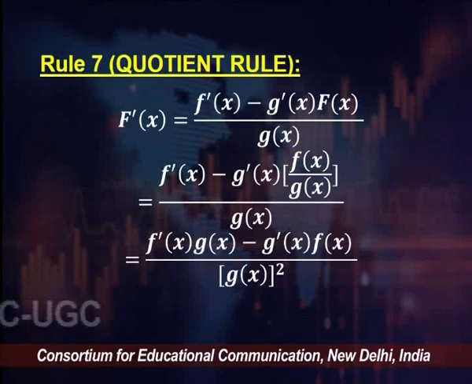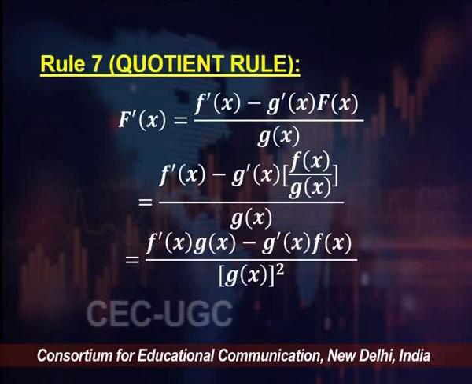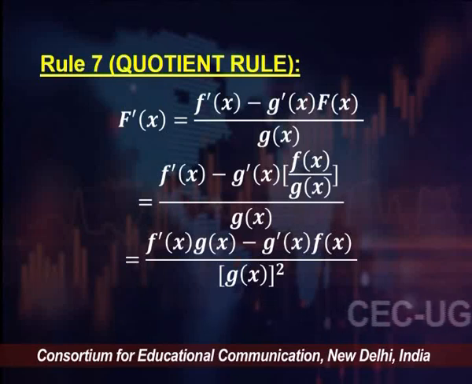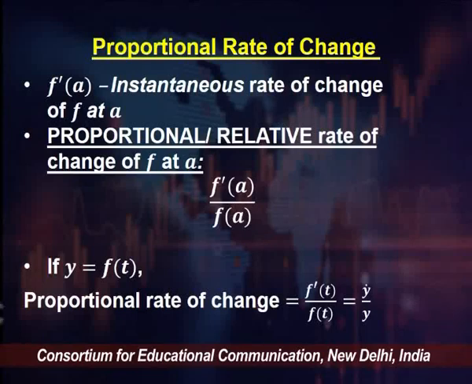So that is as far as these rules are concerned. Now, before we finish, let me just end with a concept. We have introduced the concept of average rate of change. We've talked about instantaneous rate of change, which is f prime at a. There is yet another rate of change, which is also very relevant for economists.